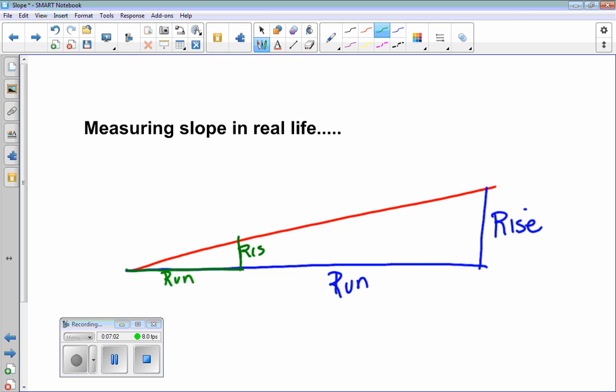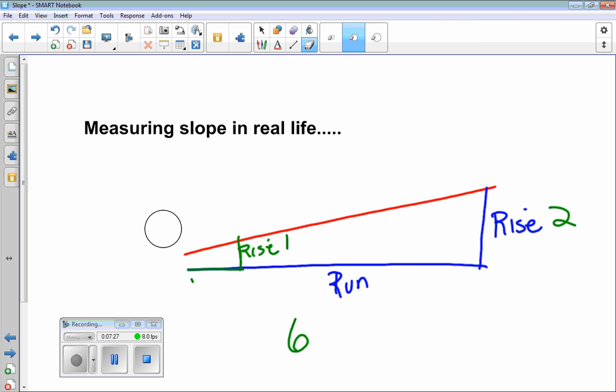For example, what if this was 6 and 2? What would this little rise and run have to be? 3 and 1. They're the same. Do you see my point? So just because I don't have a tape that's long enough to measure the whole ramp, I don't need to. Just start at the corner and go as far as you can. Good enough? Okay.